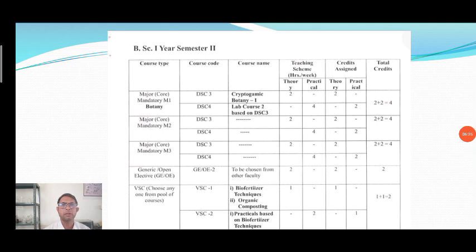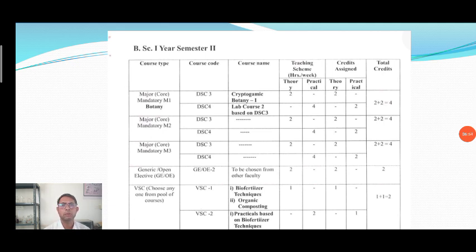So just like the first semester, here also there are major mandatory courses, that is M2 and M3, and along with that there is a generic elective to be chosen from the other faculty. Students from the other faculty have to select the science, that is botany, and the botany student has to select another course from the given pool.